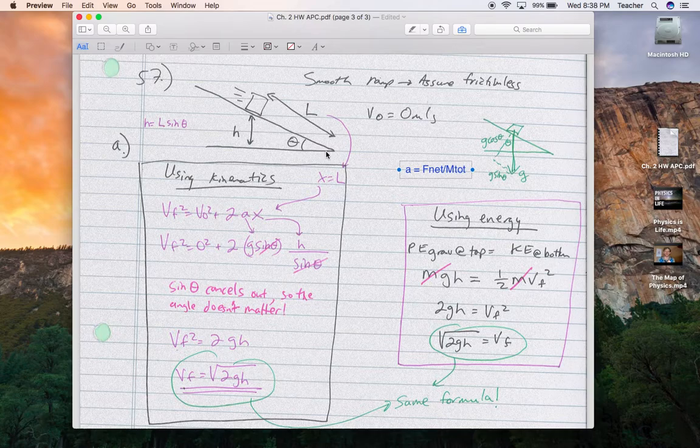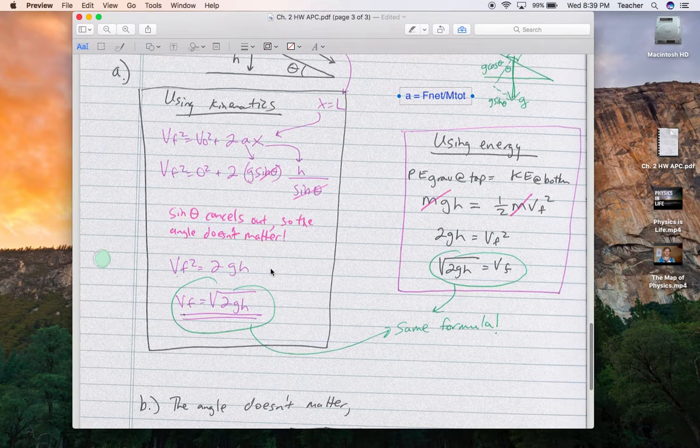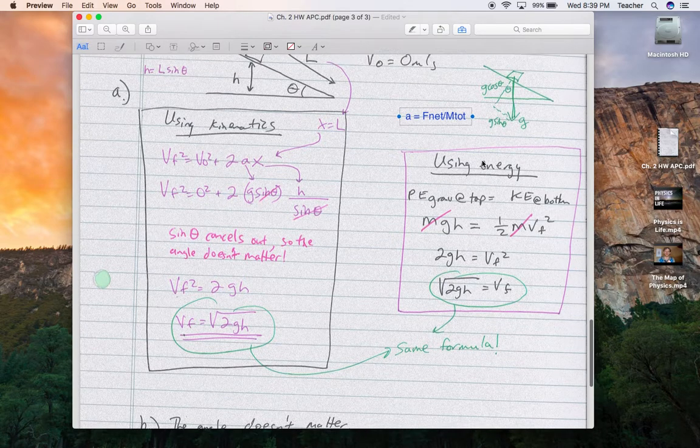Okay, how do I find out that distance? Well, if it's sliding down from a height h and an angle theta, then overall L sine theta equals h. Sorry about that. So L times sine theta equals h. And so therefore, to get L, it's h over sine theta. Sine theta on top, sine theta on bottom. So we get that Vf squared equals 2gh. Vf equals radical 2gh.